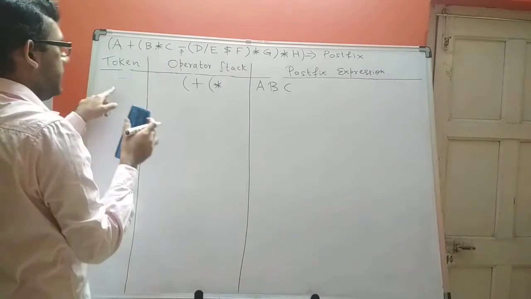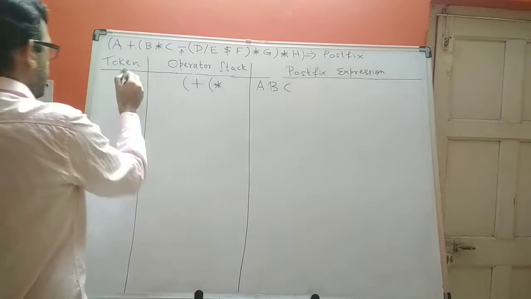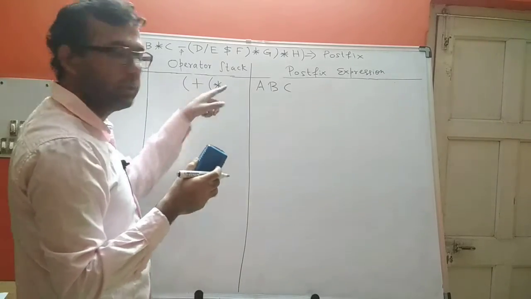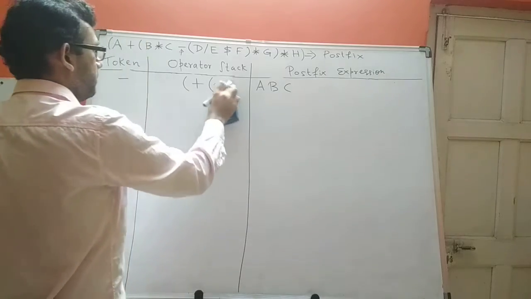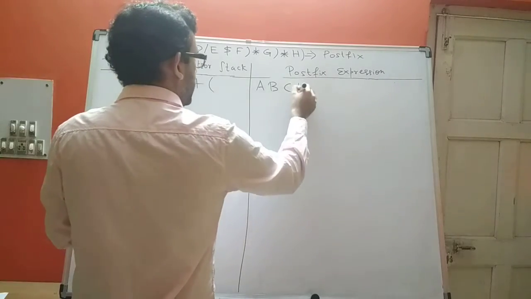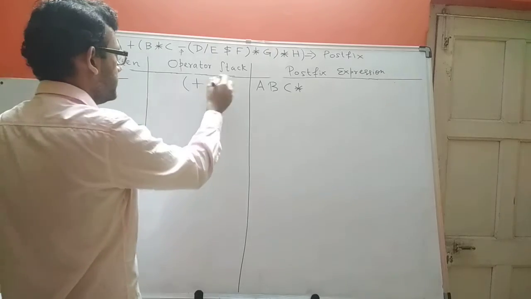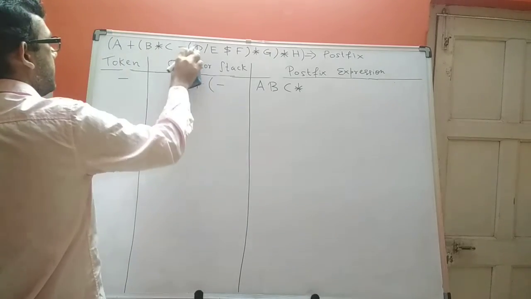Now minus has lower precedence, right? As you can see, minus has lower precedence than star, so it cannot be above star, so I need to pop. So I'll pop star and I'll add it to the output. Now minus has greater precedence than opening parentheses, so I can push it onto the stack.